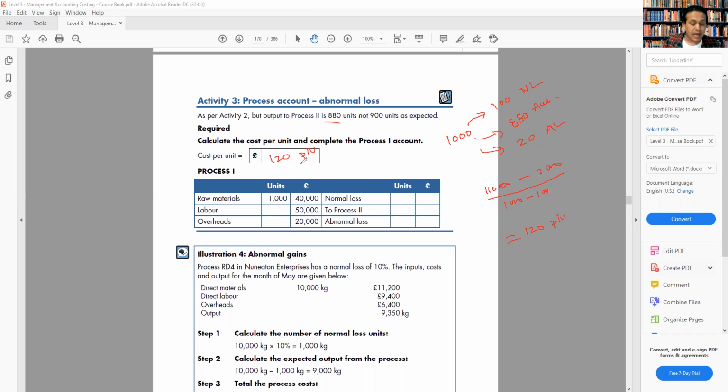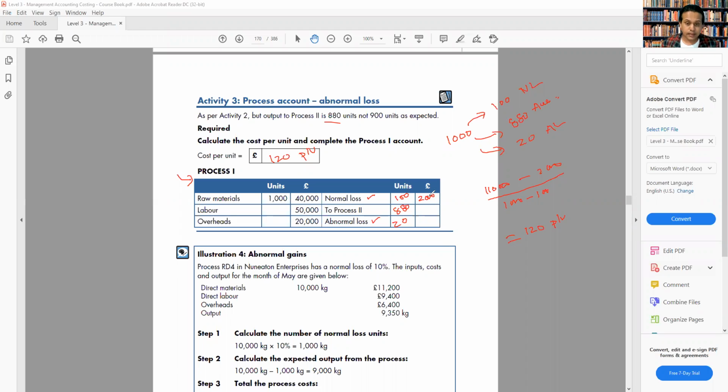But this time, our process 1 distribution will be a little bit different. This side is the same anyway, only overhead. But this time we have both a normal loss and an abnormal loss. The normal loss is 100 units, the abnormal loss is 20 units, and the actual output is 880. All you need to do is multiply with 120. Now this 100 has a scrap value of 2000, you already know that, because if you remember, in the first and second questions, they said every scrap unit is 20 pounds.